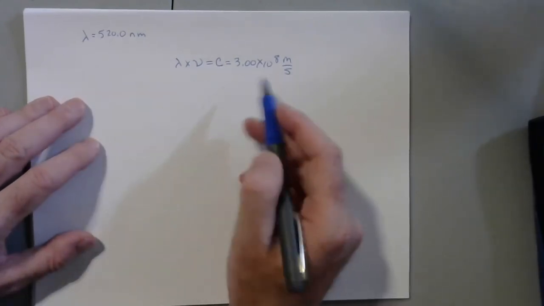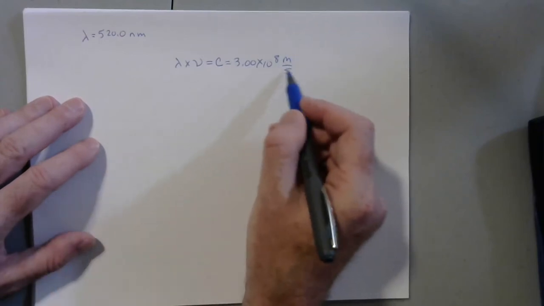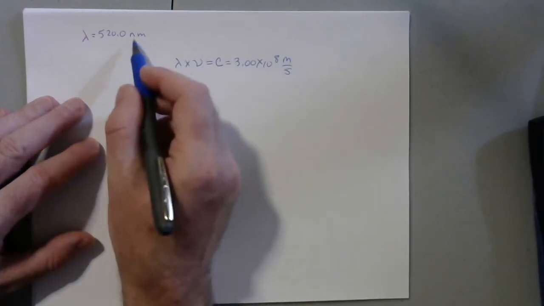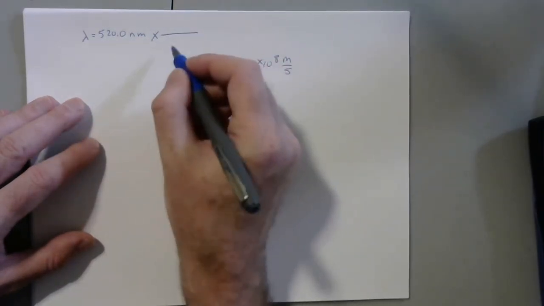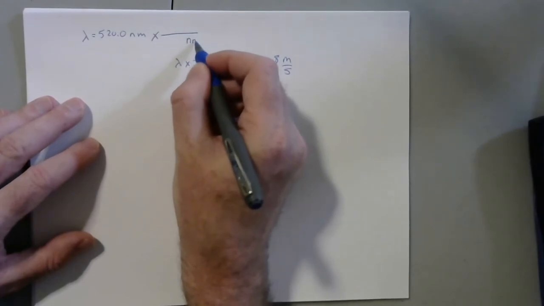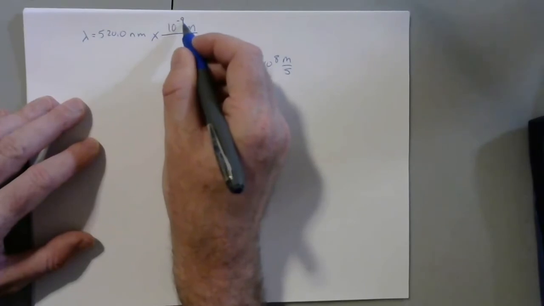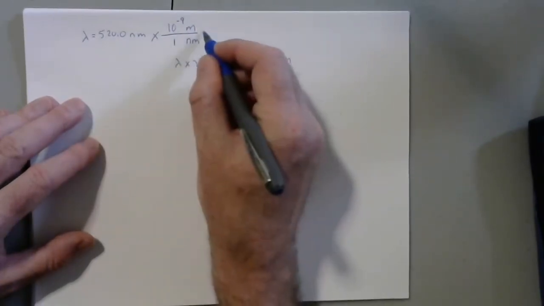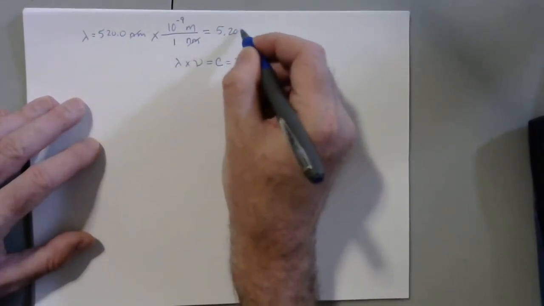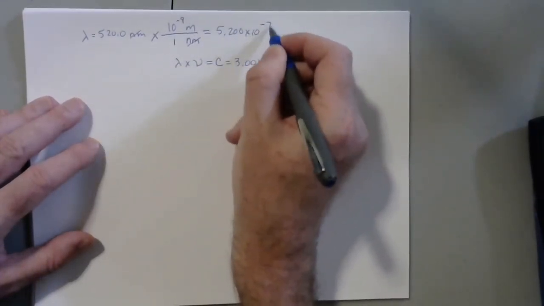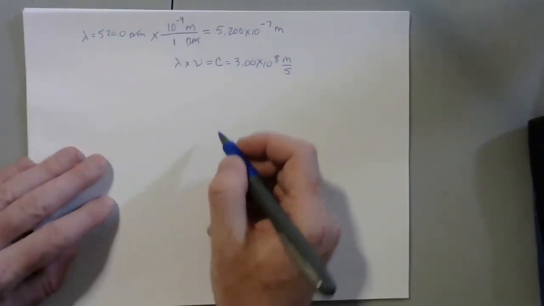There's the formula. We're going to convert this to meters, or it won't go into this formula because the speed of light is in meters per second, so this needs to be in meters before it's going to work out. So we're going to do a quick unit conversion. We're going to convert nanometers to meters, 10 to the negative 9th meters to 1 nanometer. Nanometers cancel, we get 5.200 times 10 to the negative 7th meters. Now we're ready to work our problem.